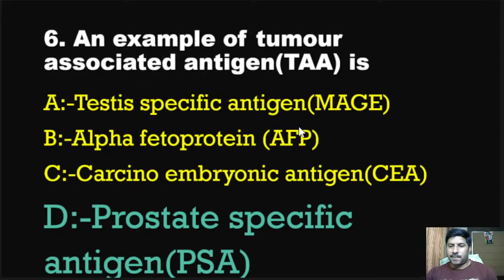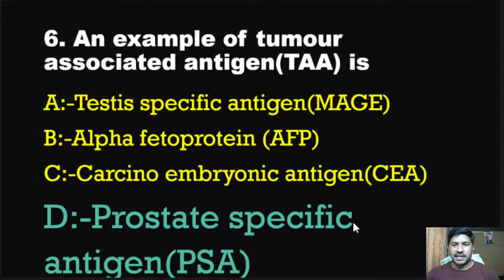At the same time, alpha fetoprotein is elevated in liver cancer, cancer of the ovaries or testis. The CEA or carcinoembryonic antigen is elevated in cancers of colon or rectum, prostate, lung, thyroid or liver. But prostate specific antigen is an example of a tumor associated antigen that is specifically elevated in prostate cancer.